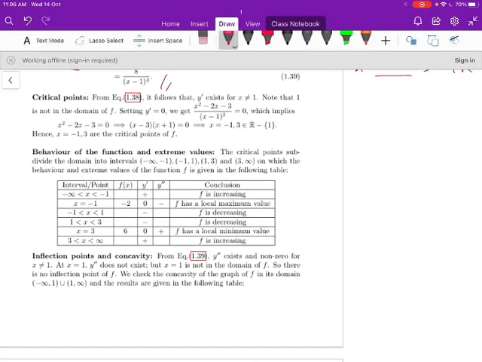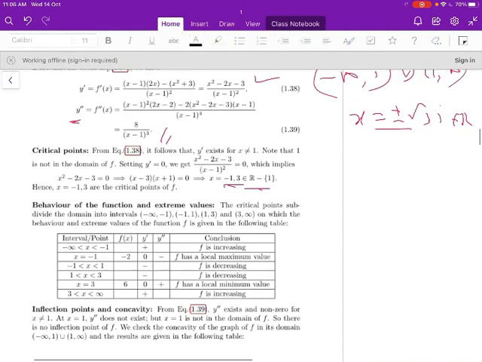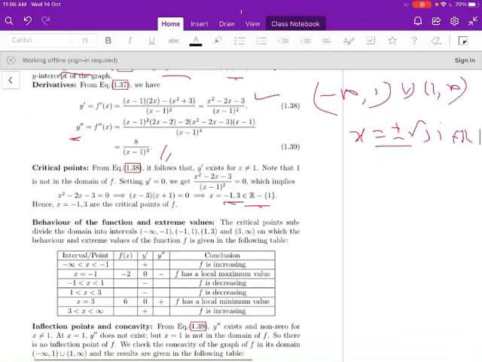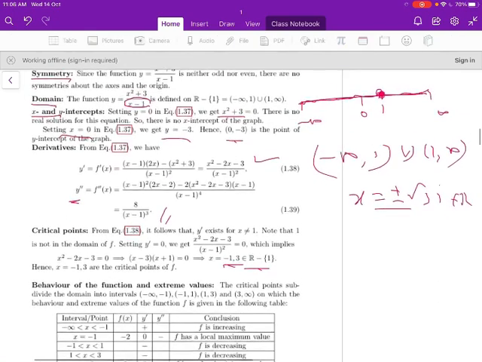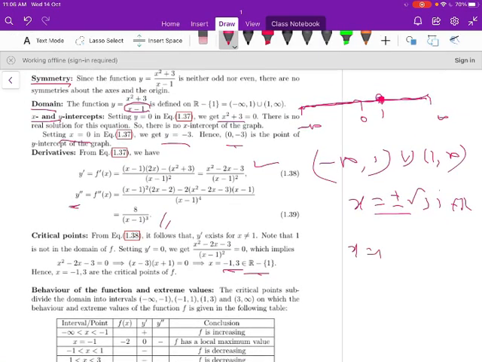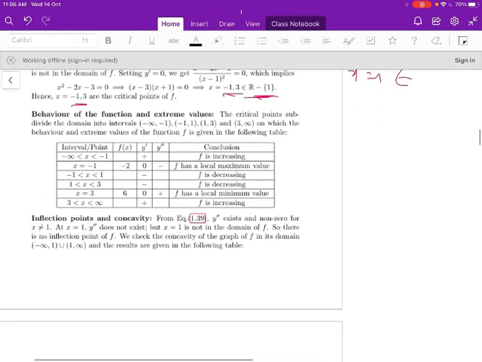So to find critical points, set y dash equal to 0. When y dash is 0, x square minus 2x minus 3 is equal to 0, therefore x is equal to minus 1, 3. So minus 1, 3 belong to the real numbers minus 1, and y dash does not exist at x equal to 1, therefore x equal to 1 is also a critical point. But 1 does not belong to the domain of the function here, therefore minus 1 and 3 are the critical points.